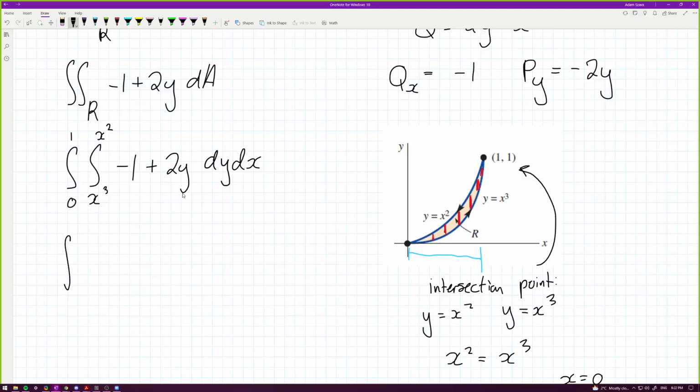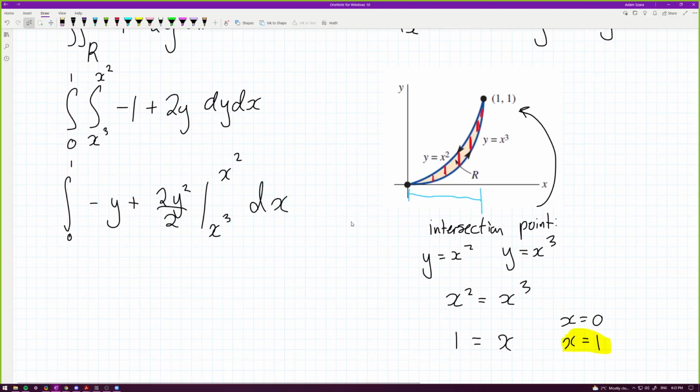But yeah, we're going to integrate the middle bit first. It's going to be -1y, or I'll just call it -y plus 2y squared over 2, evaluated from x cubed to x squared.